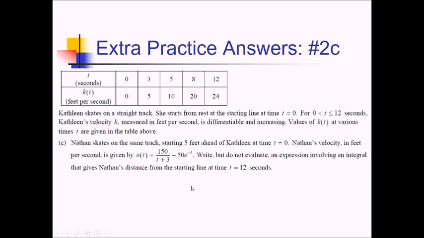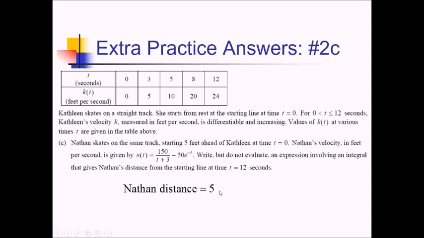Well, if I want to know where Nathan is at any given time, I need to know two things. First off, I need to know where he started, and I need to know how much his position changed over 12 seconds. So I know where Nathan started. It was 5 feet ahead of Kathleen, 5 feet from the start line. So I can say Nathan's distance equals 5, that's the starting amount.